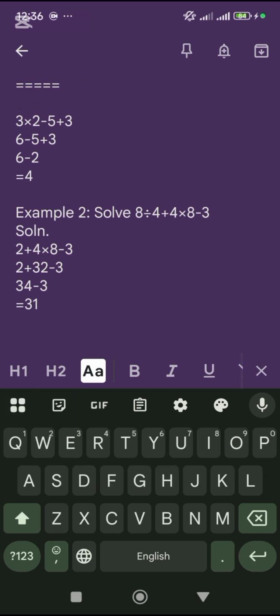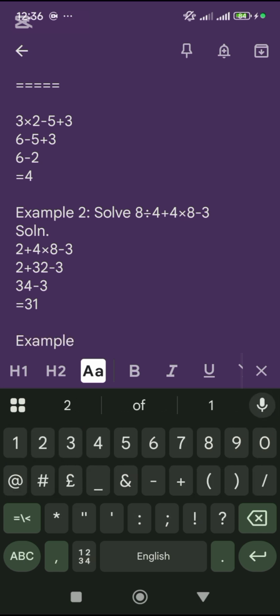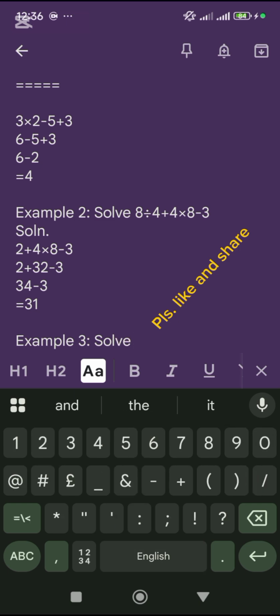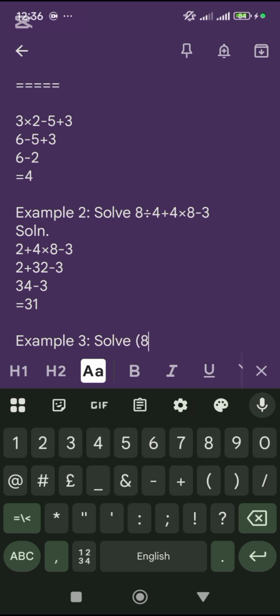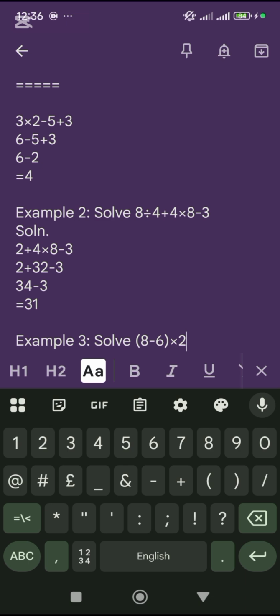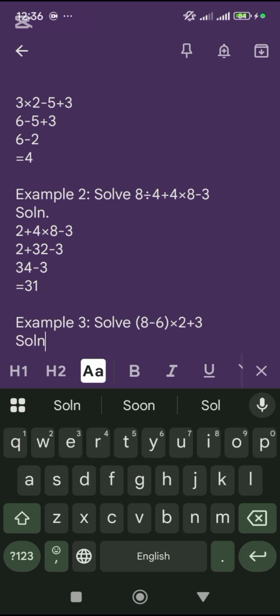Okay, let's solve yet another question. Call it example 3. Solve open bracket 8 minus 6 close bracket, then multiplied by 2 plus 3. All right, solution.